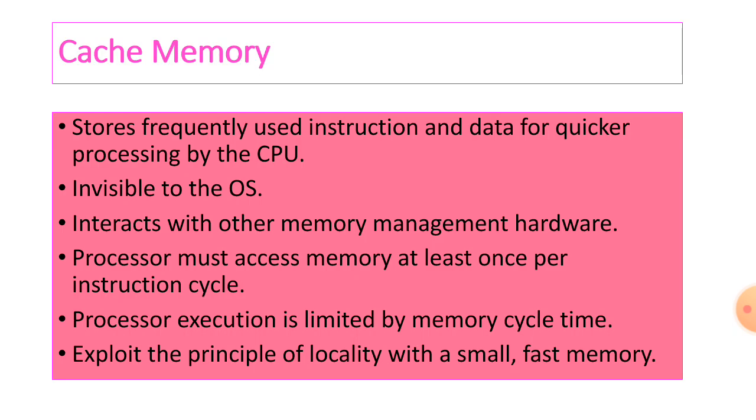Cache memory. It stores frequently used information and data for quicker processing by the CPU. It is invisible to the OS and interacts with other memory management hardware. The processor must access memory at least once per instruction cycle. Processor execution is limited by memory cycle time. Exploit the principle of locality with a small, fast memory.